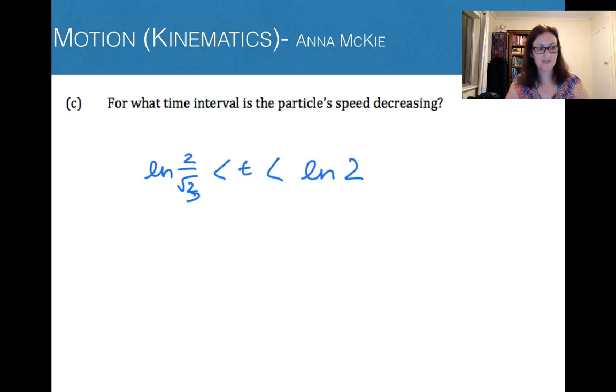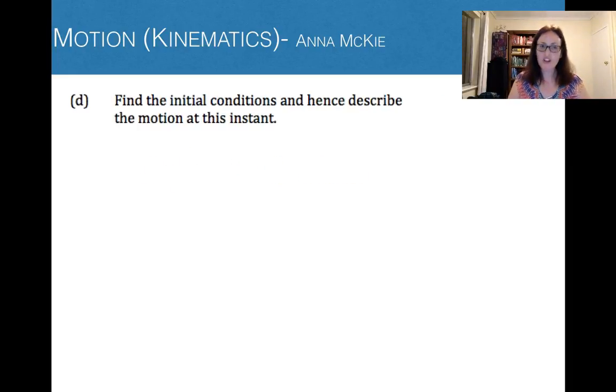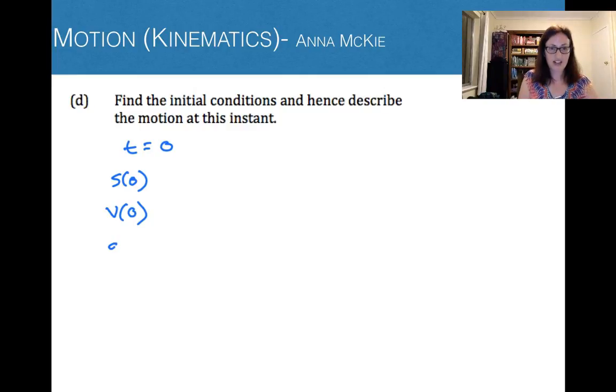So that's that part. The last part, no, second to last part, find the initial conditions and hence describe the motion at this instant. So initial conditions are when t is 0. So we're after when t is 0. So we're after s of 0, v of 0 and a of 0. So feel free to use your calculator and the trace mode for this. Just to save us some time, I'm just going to answer these for you. So you can also substitute t of 0 into each of these actual functions and work that out.